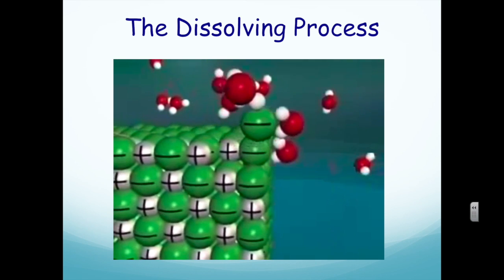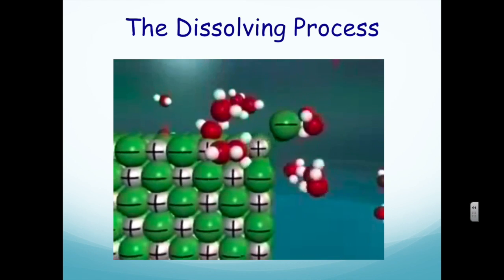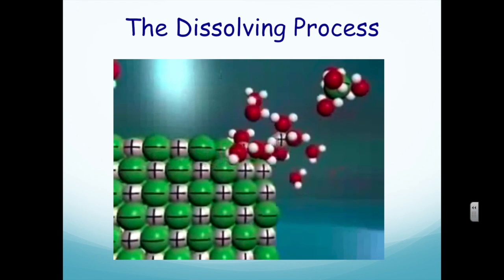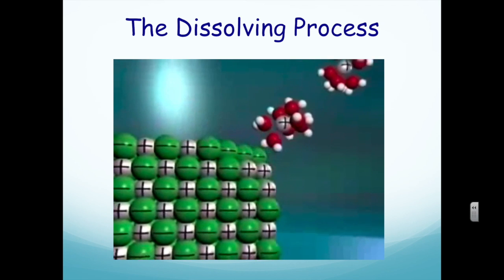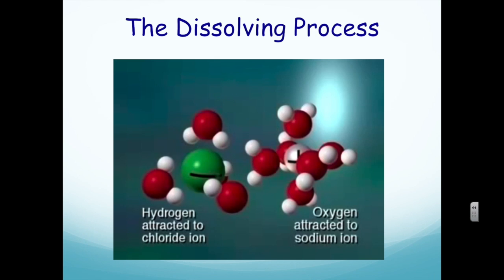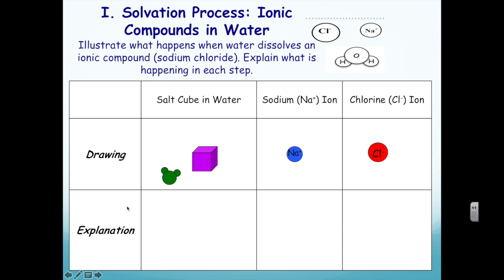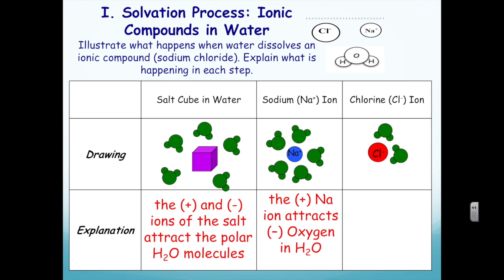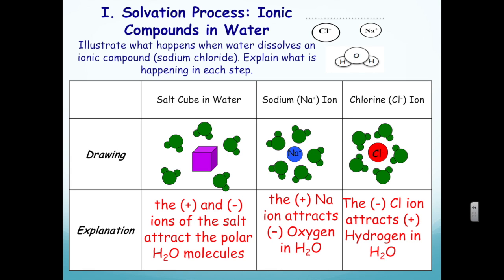Now I want you to note the orientation here. The hydrogens are attracting the negative anions, and the oxygens are attracting the positive cations. Okay, so that is the way that works, and it's a really cool animation of how solvation or hydration works. So the salt cube is surrounded by water, and then the sodium ions end up getting pulled away by the oxygens, and the chlorine ions end up getting pulled away by the hydrogens.